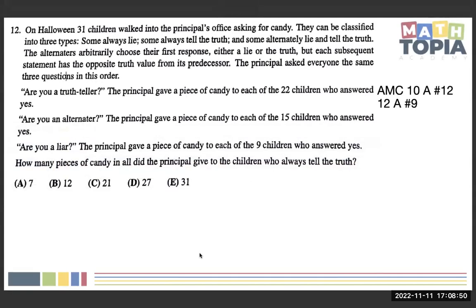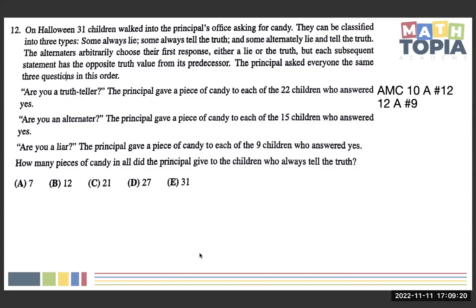Okay, this is AMC 10A problem 12, which is also 12A problem 9. On Halloween, 31 children walked into the principal's office asking for candy. They can be classified into 3 types. Some always lie, some always tell the truth, and some alternately lie and tell the truth. The alternators arbitrarily choose their first response, either a lie or the truth, but each subsequent statement has the opposite truth value from its predecessor.